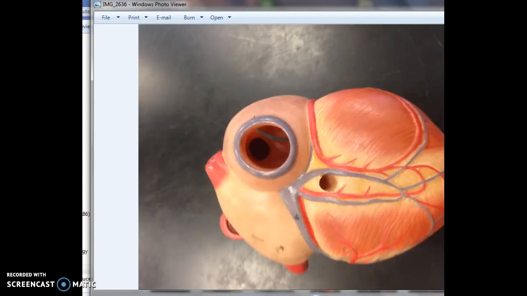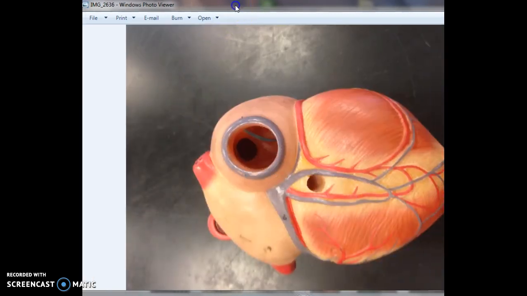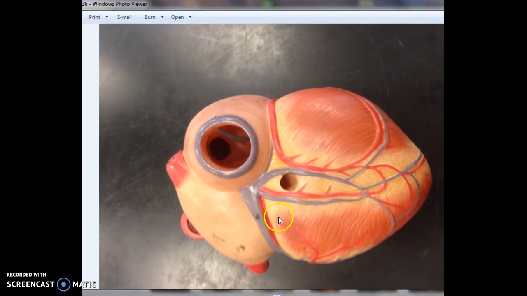This is the bottom of that heart, and let's move it a little bit so you can see all of it. So this is the right coronary artery, and it's branching into the posterior interventricular artery. This is the small cardiac vein right there. And we have the great cardiac vein coming here, the middle cardiac vein coming here, and they go to this coronary sinus in the back.